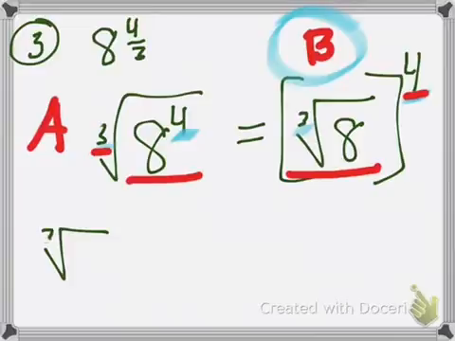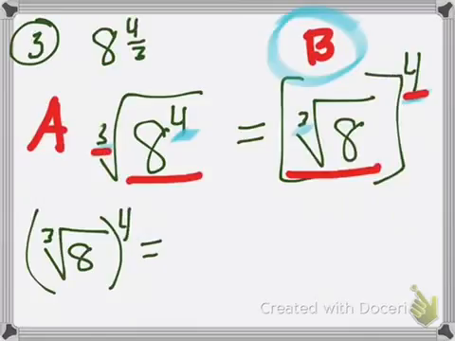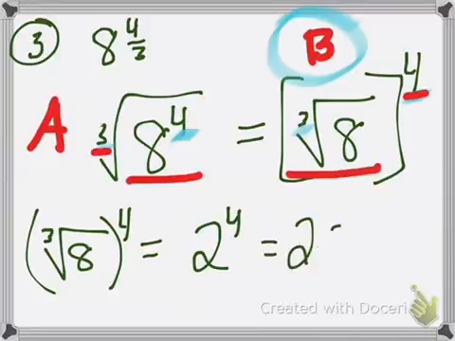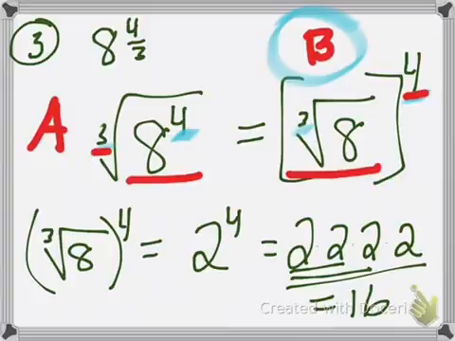So if we take the cube root of 8 first, we know from the last example that the cube root of 8 is 2. We can say now 2 to the 4th, and that really just represents 2 times 2 times 2 times 2, which is 2 times 2 is 4, 8, 16. So this expression, oh, what did I do? Well, I'll fix it on the next slide. But the answer to that problem is 16. The answer to number 3 is 16.